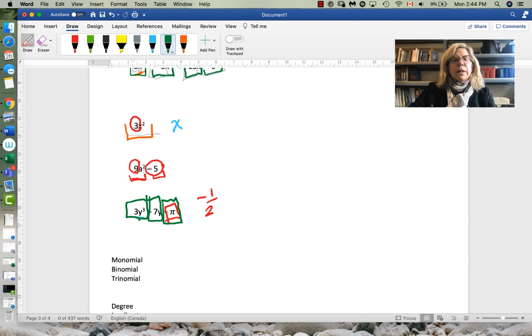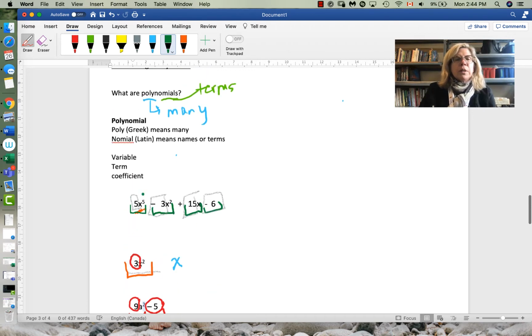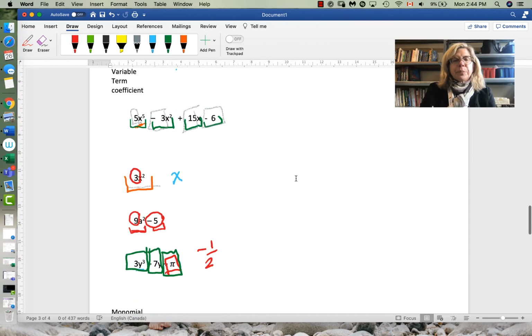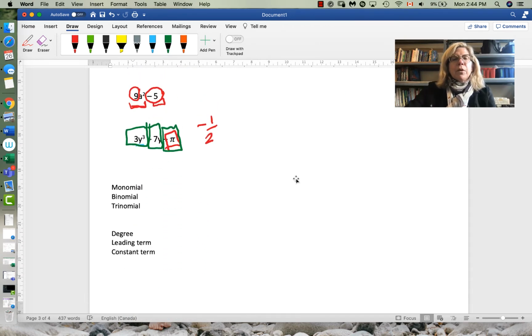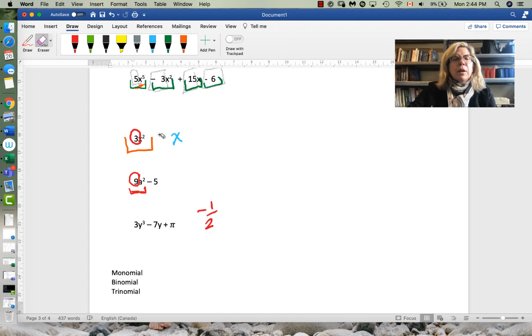And then the last thing we want to know is the coefficient. The coefficient is the number in front of the variable. In this case it's 3. In this case it's minus 7. Sorry, you can't see that very well. Let's do a little erasing. Okay, so in this case the coefficient is minus 7.